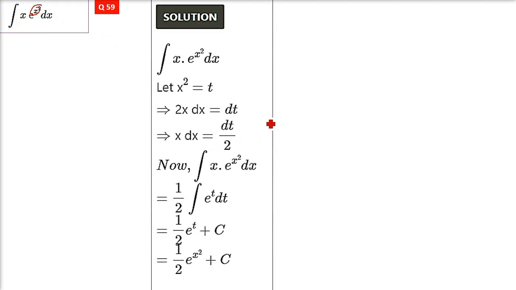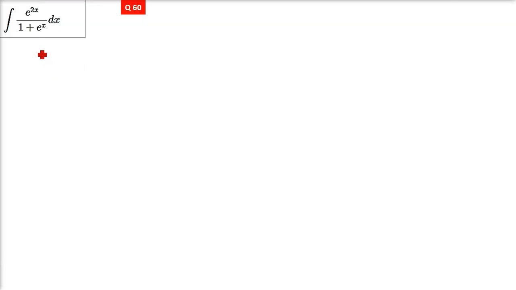This is a question being repeated. If you put x square as t, you will get 2x. So this is a question which I have already formally discussed. So just have a look at the solution or the reference. Now e raise 2x divided by 1 plus e raise x.